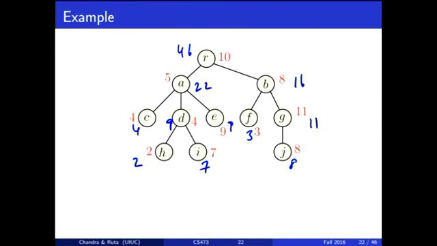O of n. Why? Yeah, so what are we doing? At each step we are looking at only the children and the grandchildren, right? Okay. And how much time will we spend on that? Is it constant?